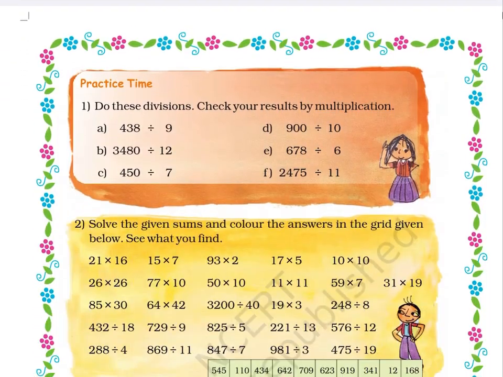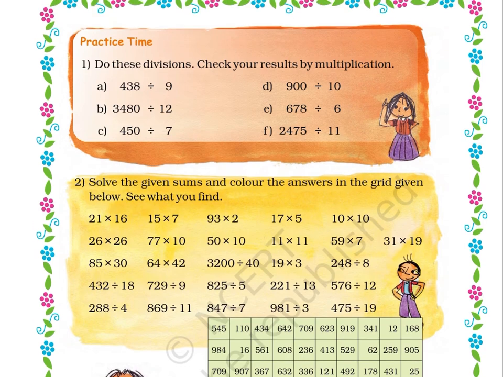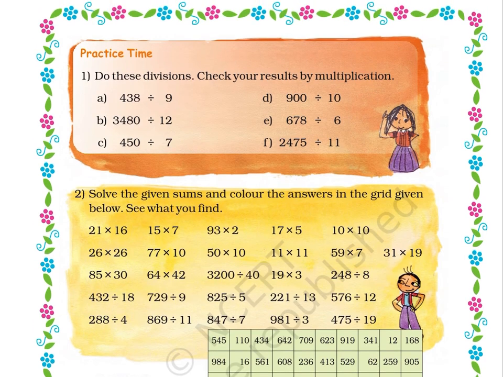Page 186. Practice time. 1. Do these divisions. Check your results by multiplication. A. 438 divided by 9. B. 3,480 divided by 12. C. 450 divided by 7. D. 900 divided by 10. E. 678 divided by 6. F. 2,475 divided by 11. 2.